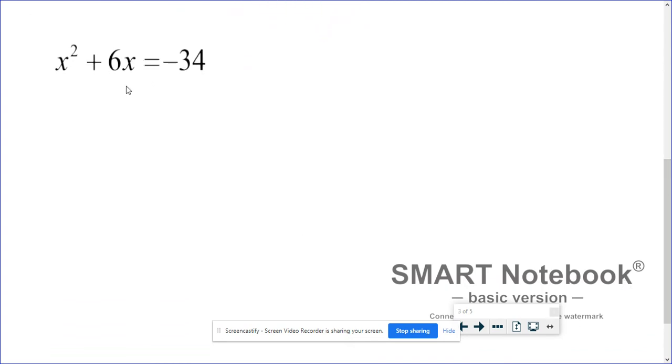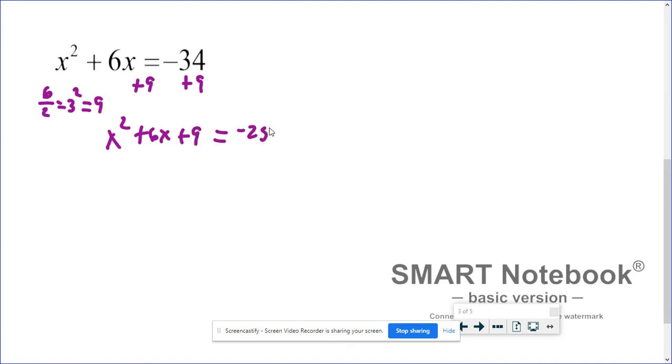This one here, same thing. I'm sorry, there's nothing to send over like we had on the first part of the example here. So what I'm going to do is just complete the square based on the 6. So 6 divided by 2 is 3, squared is 9. So 9 is the number I'm going to add to both sides. So x squared plus 6x plus 9 equals negative 25.